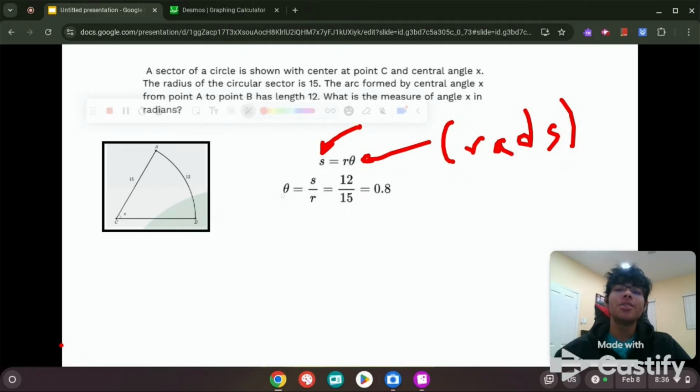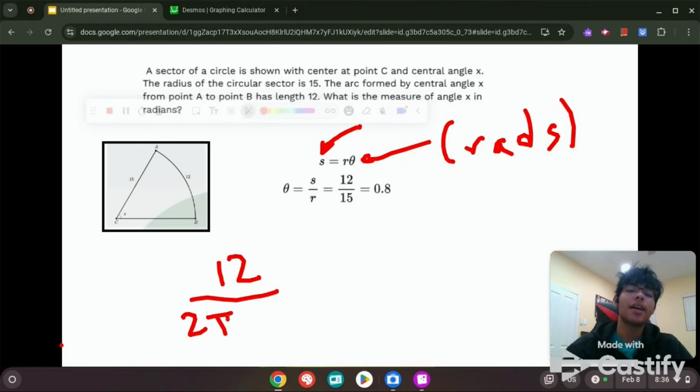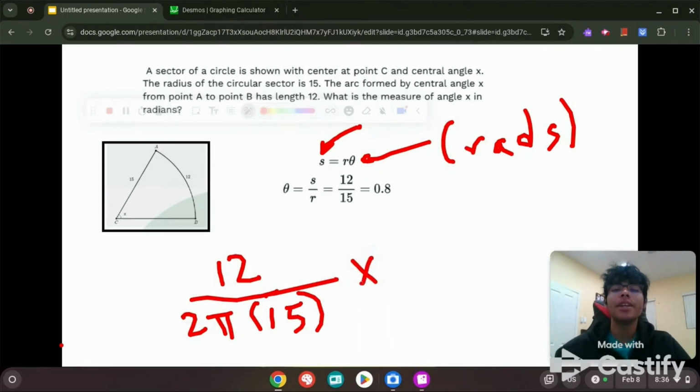And if you're wondering why that's true, you can break it down like this. 12 is a fraction of the circle, where the whole circle would be 2 pi r, so that's 2 times pi times 15. This is the fraction of the circle that our sector covers, because the bottom is the circumference and the top is our sector. But because there are 2 pi radians in a circle, the 2 pi and the 2 pi cancel out, so we just get 12 over 15 radians, which is, like we discovered, 0.8.